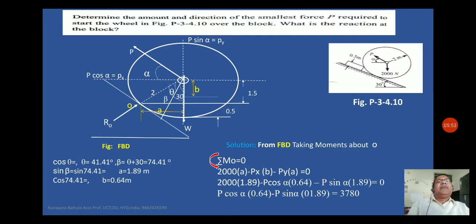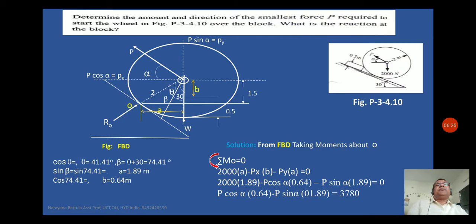So here, another problem is given. Determine the amount and direction of the smallest force P which is required to start the wheel, as shown in the figure, over the block. What is the reaction at the block?